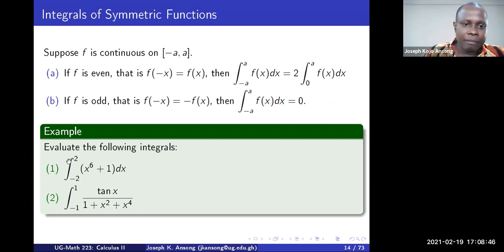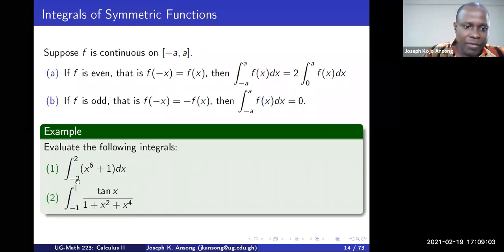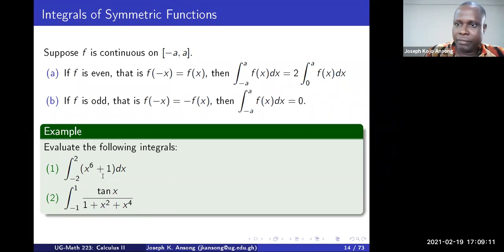So these are some examples to illustrate this. Evaluate the following integrals. We want to integrate from negative 2 to 2 of x to the power 6 plus 1 dx, and then this one. Here our function is given by this. Because we are integrating from negative 2 to 2, and negative 1 to 1, we do this kind of test to see whether the integrands are even or odd functions, so that we can easily apply these things. So whenever you are integrating from negative a to a, try to do this test to see whether the integrands are odd or even.